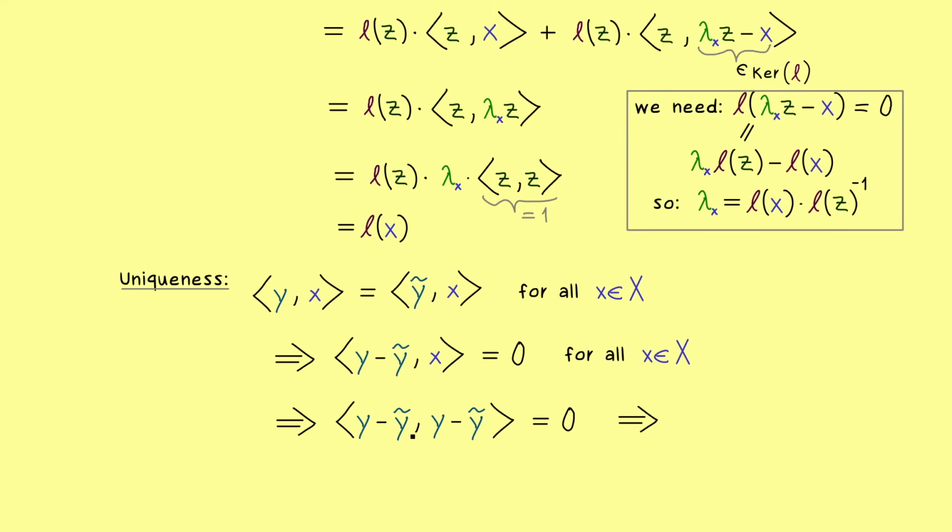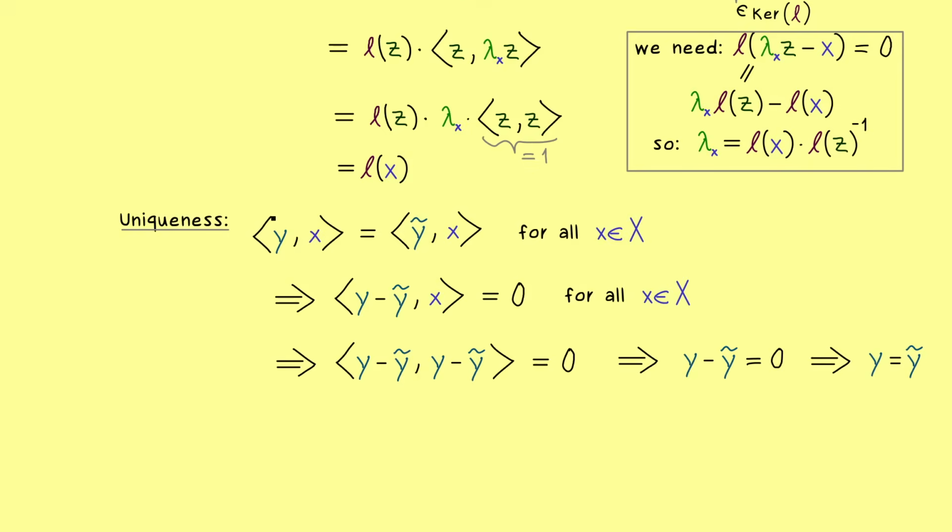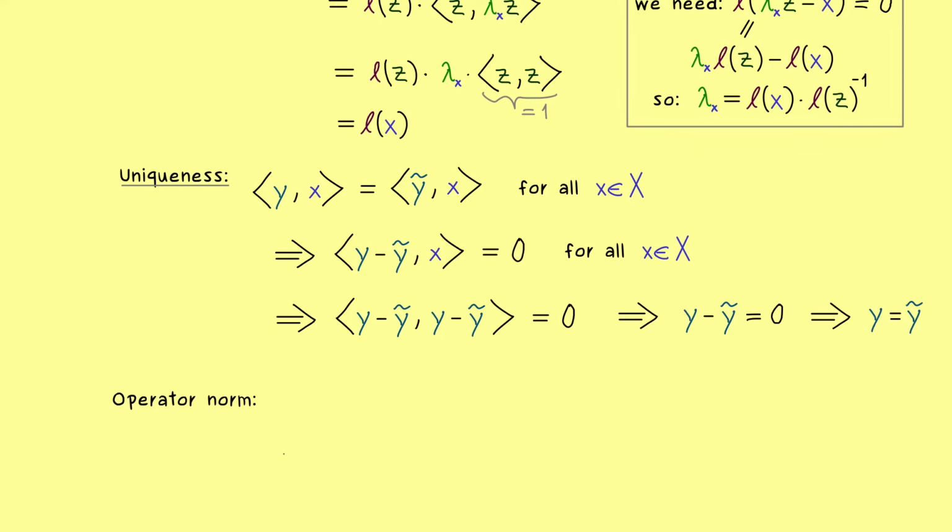Which actually means here that y minus y tilde has length 0. And since the norm or the inner product is positive definite, we know this can only hold for the 0 vector. Hence there is no choice at all, there can be no difference between y and y tilde. Okay, so you see, existence and uniqueness is given for this y vector. And then finally we can talk about the last statement in the Riesz representation theorem, which was about the operator norm. Namely, the statement here is that this operator norm of L is equal to the norm of y.